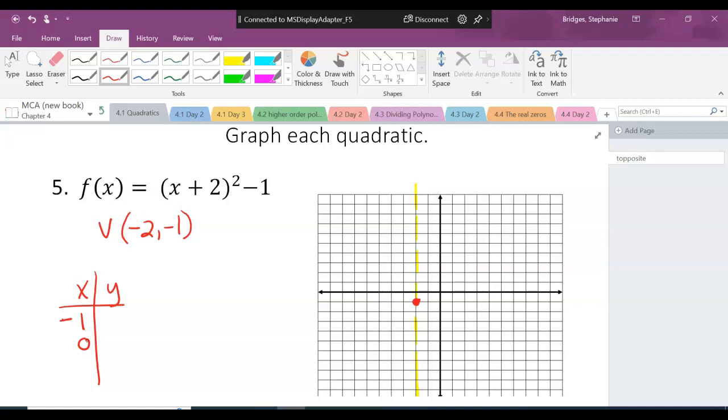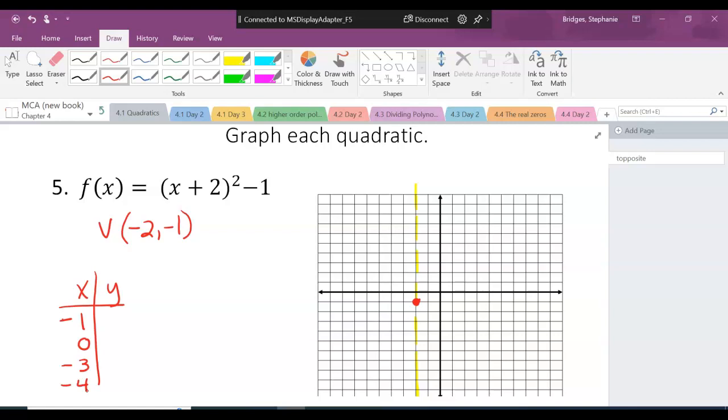Then I want the 2 numbers directly to the left, which would be negative 3 and negative 4. Anybody have any questions on how I pick those numbers?